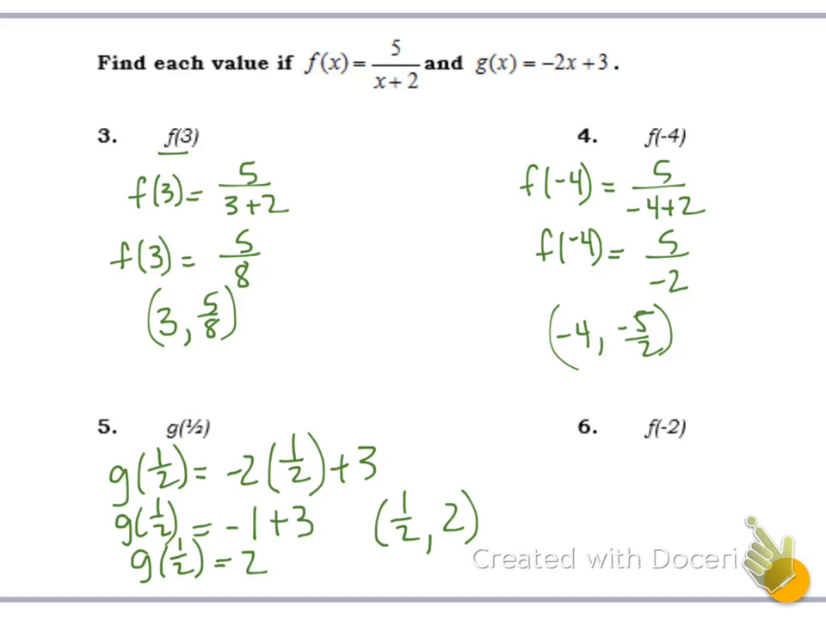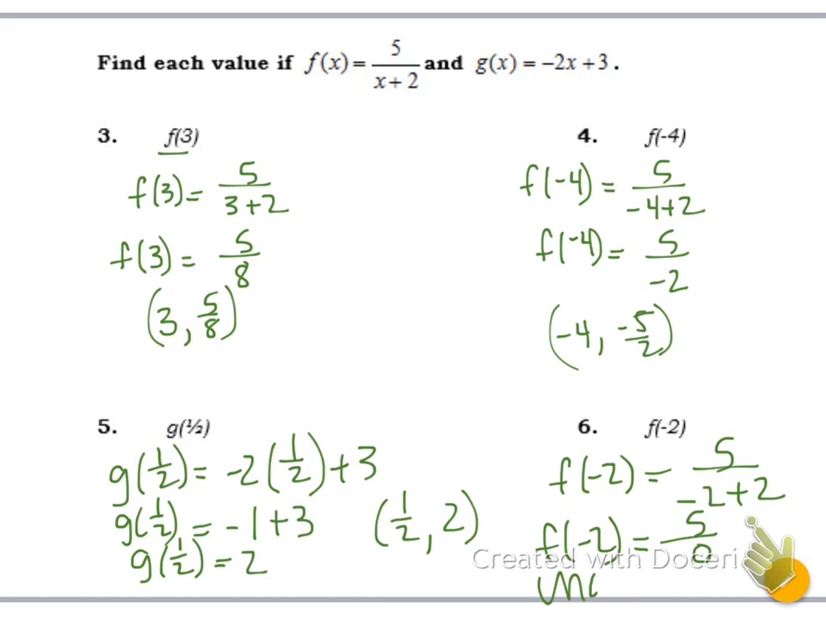My next one here, we're plopping in negative 2 to my f of x equation. So 5 over negative 2 plus 2. Negative 2 plus 2 is 0. Anytime I have 0 on the bottom, it says error in my calculator. So my answer for this is it's an undefined point. You can't do it.